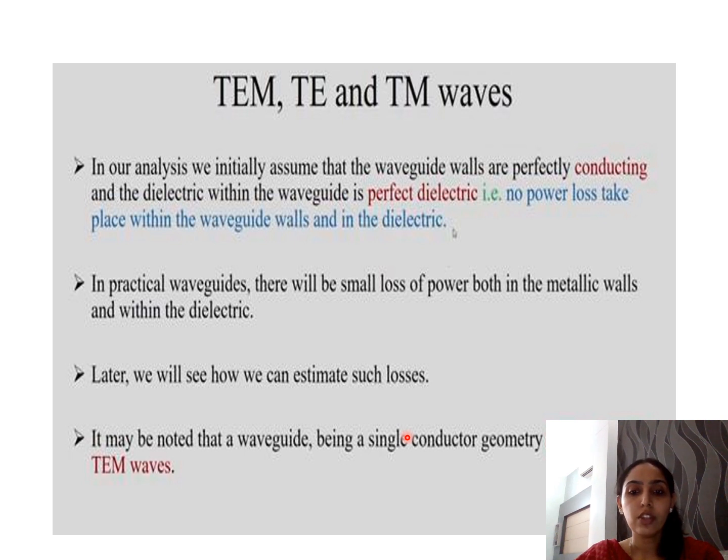Okay, then one thing we have to understand is that in our cavity resonator or in our waveguide, a TEM wave cannot exist because it is a single conductor geometry. As we have seen, we have a hollow uniform cross section waveguide, a single conductor geometry. So it cannot simultaneously support both a transverse electric and a transverse magnetic field. That is, we cannot have a TEM wave. Either we can have a TE wave or a TM wave.